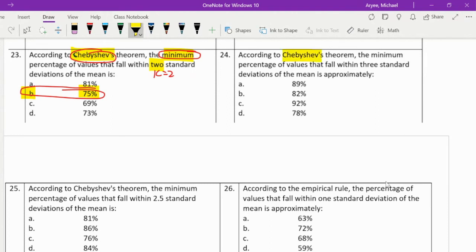Now this says Chebyshev, but then K equals what? K equals 3. They've already mentioned minimum. So when K is 3, that is 88.9%.